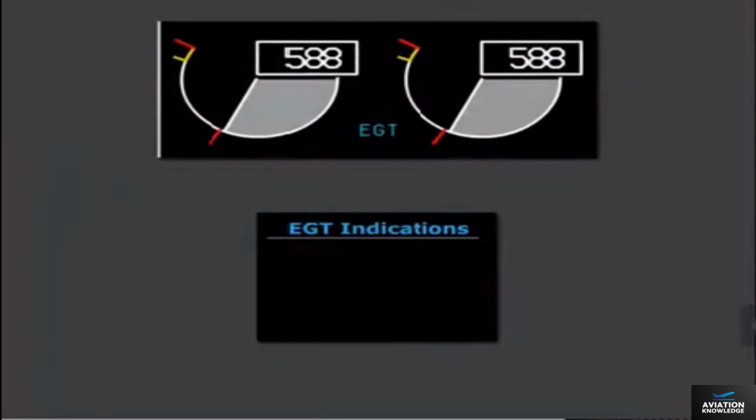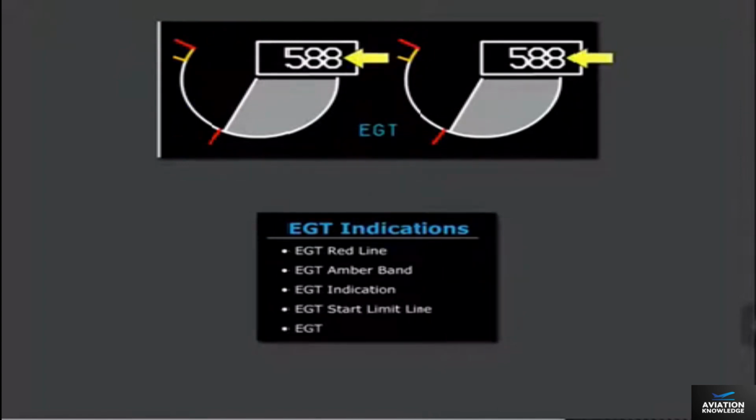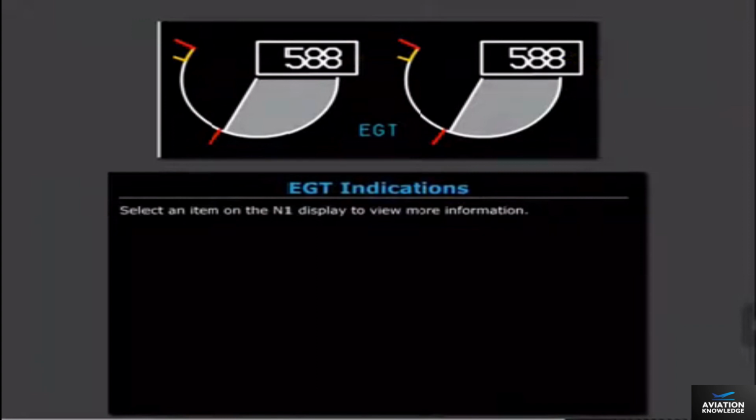The following items are displayed on the EGT indications: EGT red line, EGT amber band, EGT indication, EGT start limit line, and EGT. Review the EGT indications before pressing the Continue button to resume the lesson.